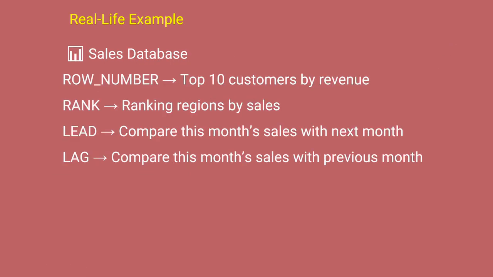In a sales database, row number can list the top 10 customers by revenue. Rank can rank regions by sales. Lead can compare this month's sales with the next month, and lag can compare with the previous month.